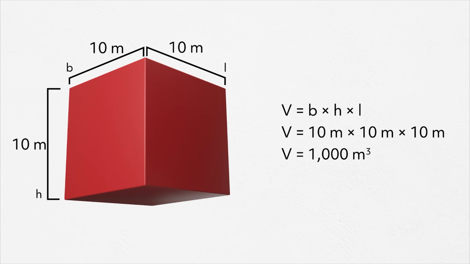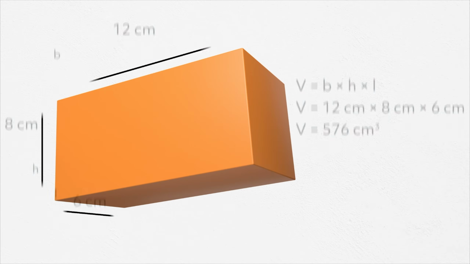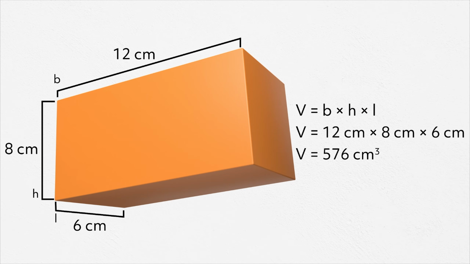Here's an example. Here we have a cube, which is a rectangular prism, but all the sides are perfect squares. Because it's a cube, we know that all of the sides are the same distance. So all we need to do is multiply 10 times itself 3 times. This gives us 1,000 meters cubed. Let's try another. Here we have a rectangular prism with sides that are different in distance. We have a base of 12 centimeters, a height of 8 centimeters, and a length of 6 centimeters. Now all we need to do is plug those numbers into our formula, and once we solve, we get 576 centimeters cubed.